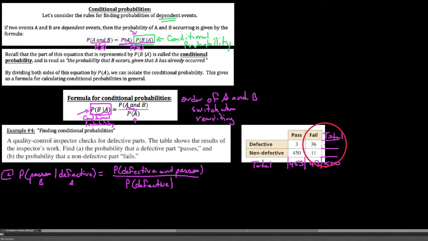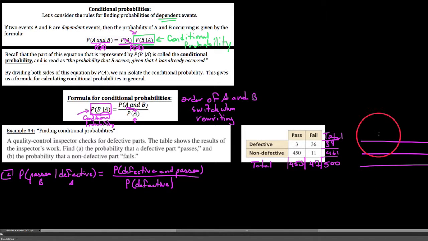In terms of how many total defective there were, 39 defective. Non-defective looks like there's 461. Of course, this adds up to 500. So it would be worth our time to actually go ahead and convert all of these to relative frequencies.